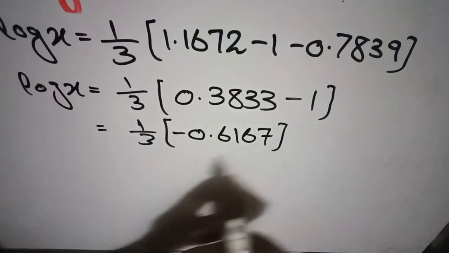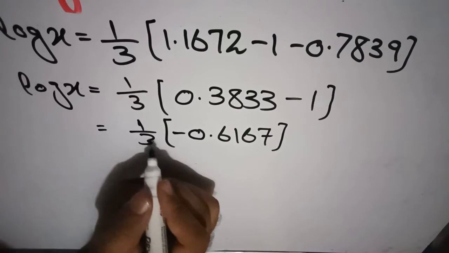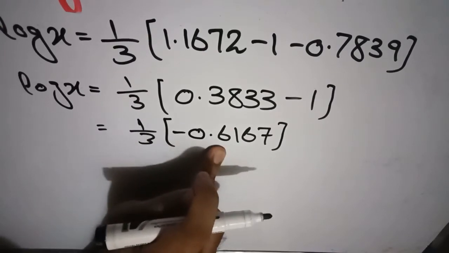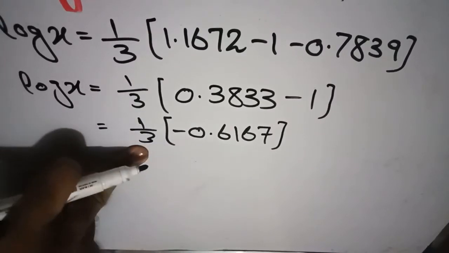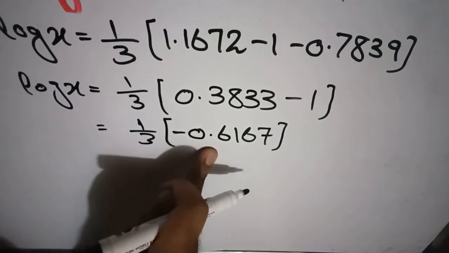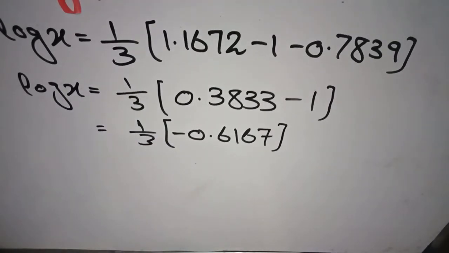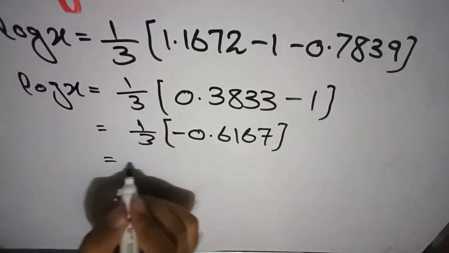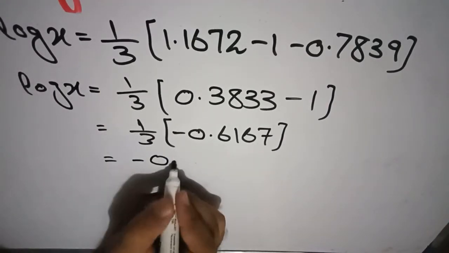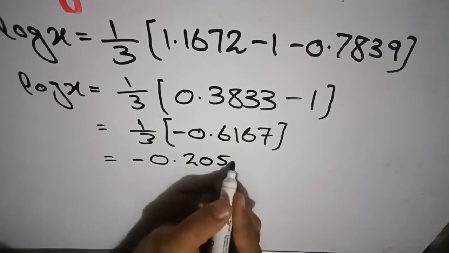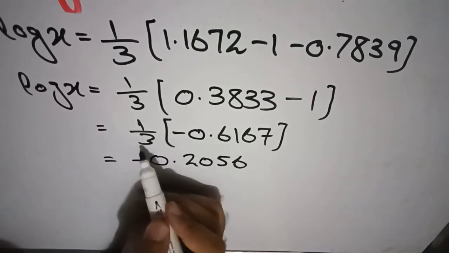Now this value is divided by this number, so you divide this value by 3 to find the answer. By dividing we will get minus 0.2056 when you divide this value by this number.